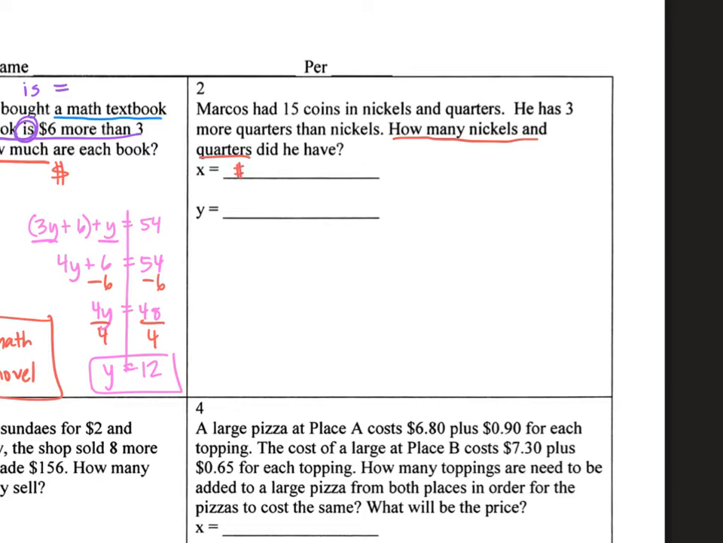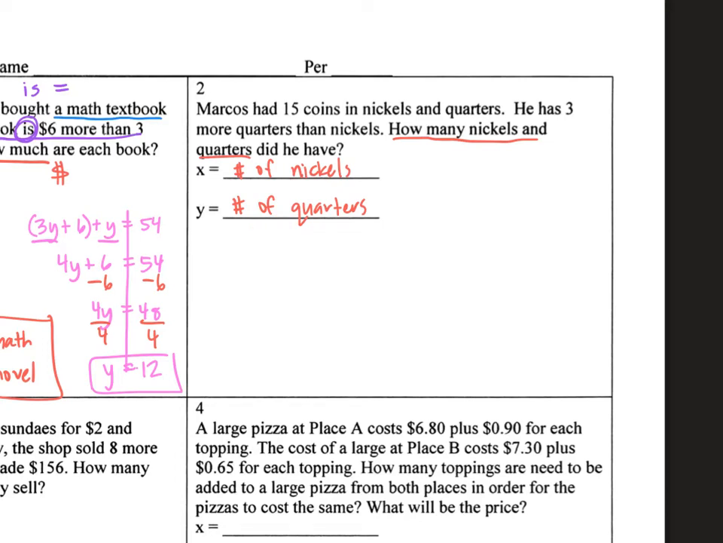So X we're going to use as the number of nickels. Y is the number of quarters. It's very easy but lazy to just say X equals nickels and Y equals quarters. But if you identify specifically it's how many nickels there are, or number of nickels, I think that's going to help you with understanding this a little bit better.